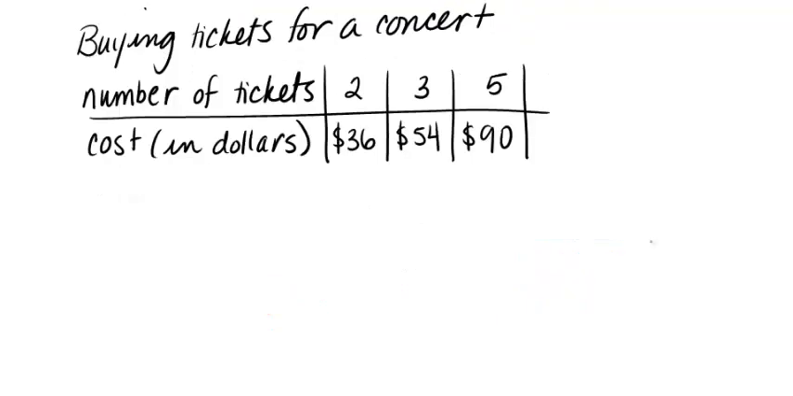Okay, so here's some information. We're going to buy tickets for a concert, and the first thing we want to check is, can we write an equation, or can we write a model for this situation? So we need to decide, first of all, is there an equation that goes with this? And if you look at the cost per ticket, that's what we kind of want to figure out here. What's the cost per ticket?